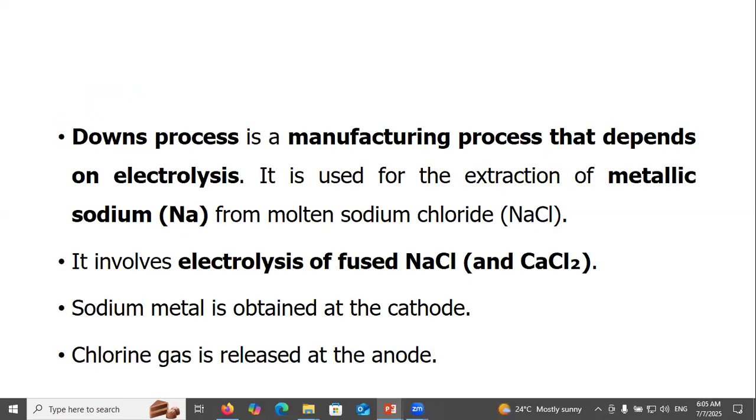Downs process is the manufacturing process that depends on electrolysis. It is used for the extraction of metallic sodium from molten sodium chloride. It involves electrolysis of fused sodium chloride. Sodium metal is obtained at the cathode and chlorine gas is released at the anode.